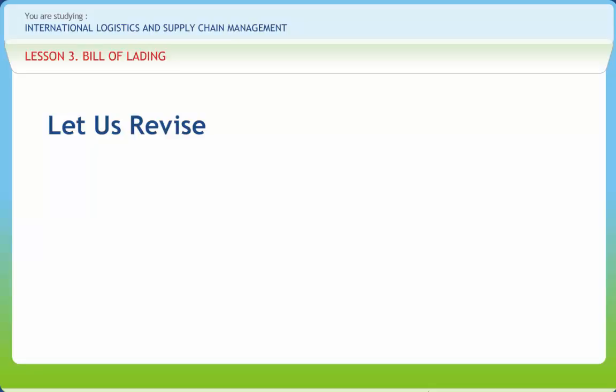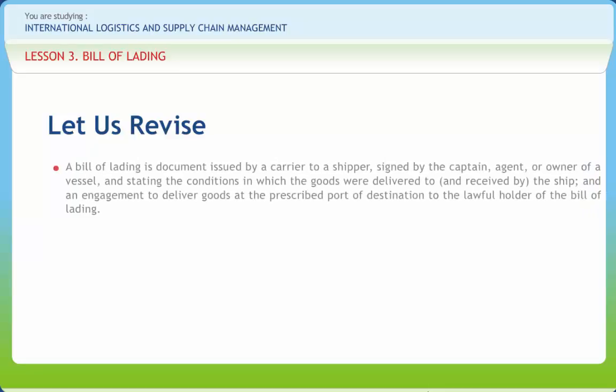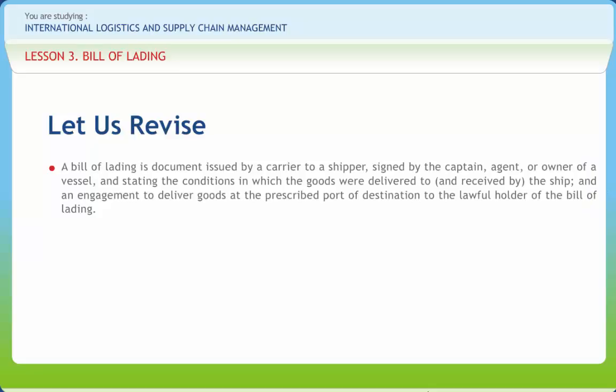The categorization is based upon suitability for a specific cargo or depending on business characteristics or upon the medium of transportation, etc. A bill of lading is a document issued by a carrier to a shipper, signed by the captain, agent, or owner of a vessel and stating the conditions in which the goods were delivered to and received by the ship, and an engagement to deliver goods at the prescribed port of destination to the lawful holder of the bill of lading.